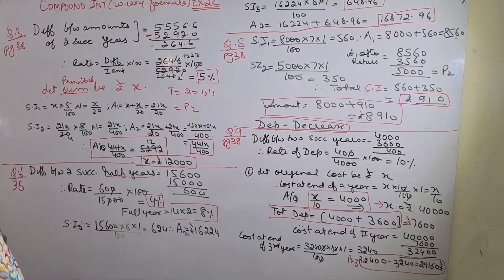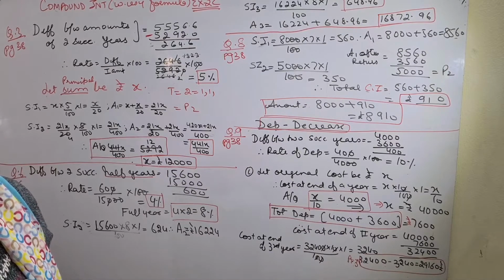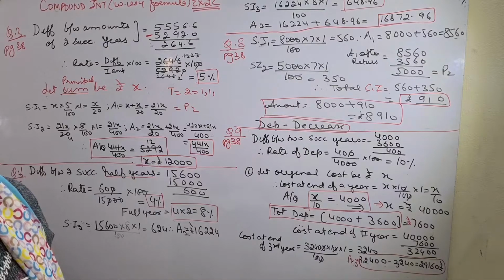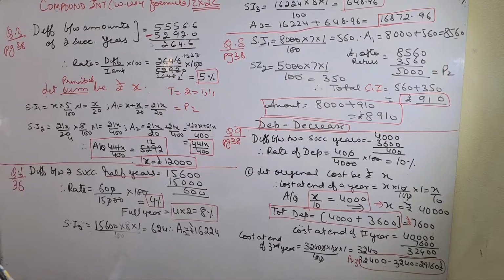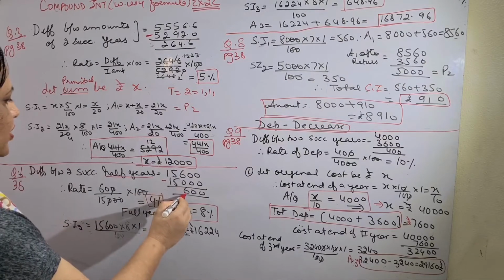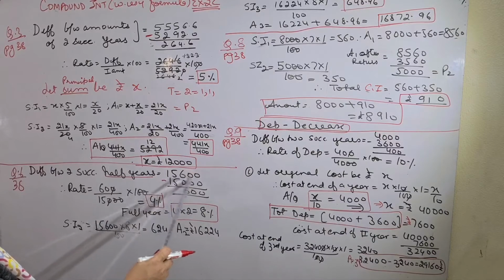Half yearly, and then 2 half years, that too in successive form they have given. One is 15,000, and he says that if the end of 6 months, means first 6 months, the amount is 15,600. So you have the difference between the amounts of 2 successive years subtracted. First you find rate. So rate will be 600 upon the first 15,000 into 100, that will give you 4%.